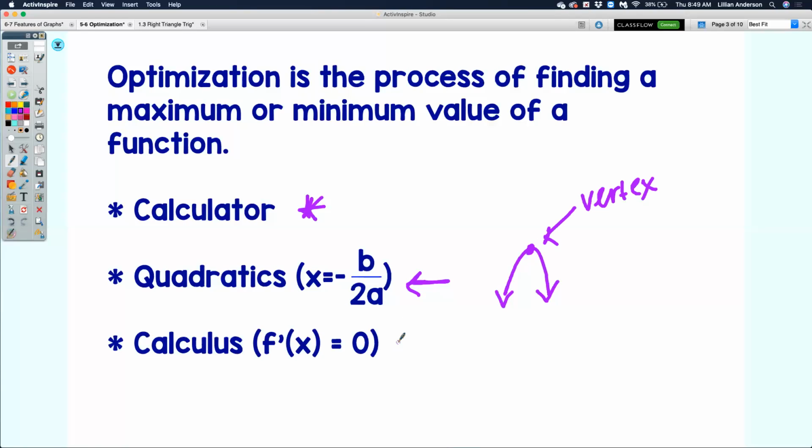And then of course, the one that we're going to be concentrating on today is by using calculus. And that's also, we find maximum or minimum values, aka optimum values, by finding the first derivative and setting it equal to 0. Okay, we've been practicing that with just standard functions. Now we're actually going to apply that with optimization.